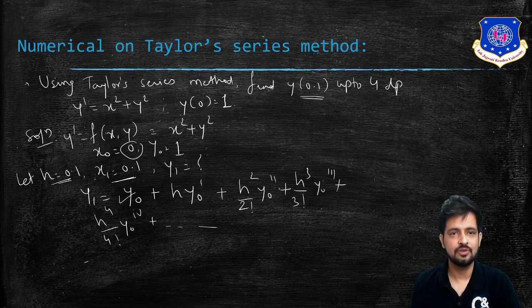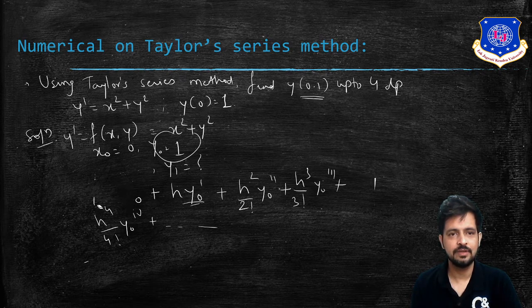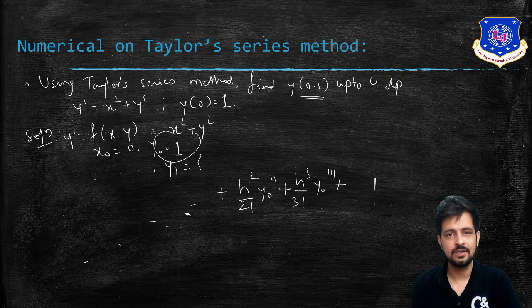y0 is already given, y0 is 1. h is also given, 0.1. y0 dash, y0 double dash, these values we have to find. So how can we find these values? We have to take the derivatives. Note it down. Let us take the derivatives and then we will place the values in this formula, then you will get the answer.